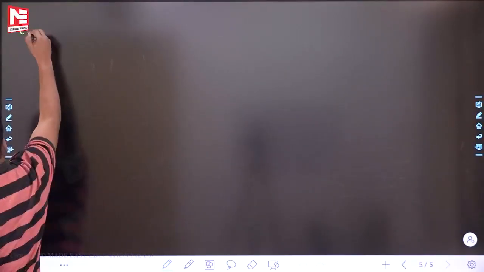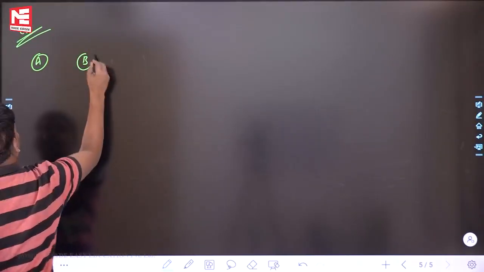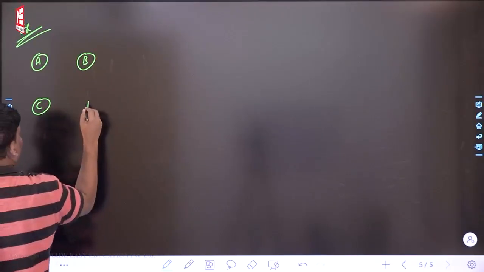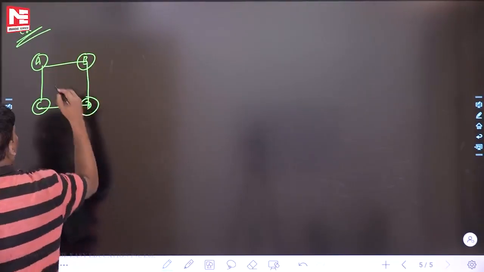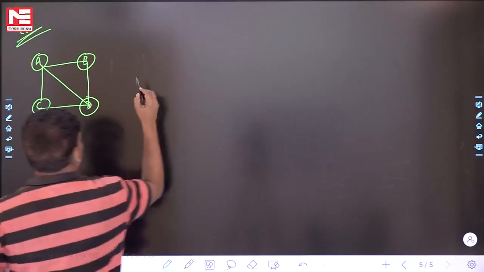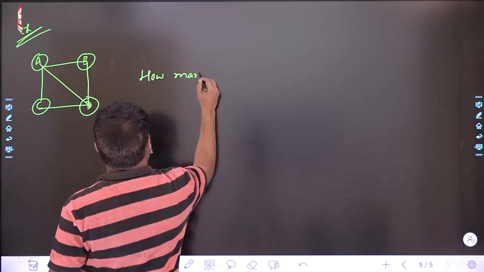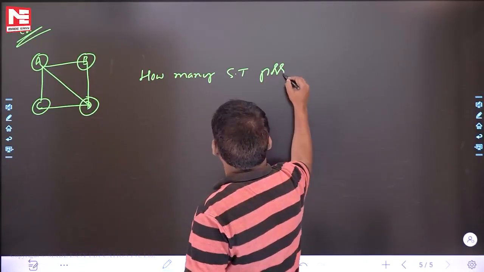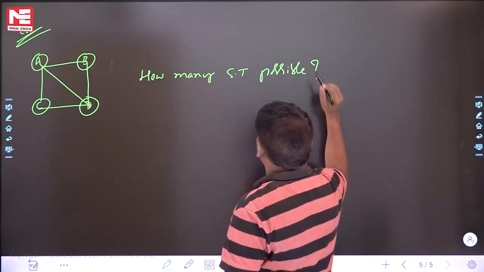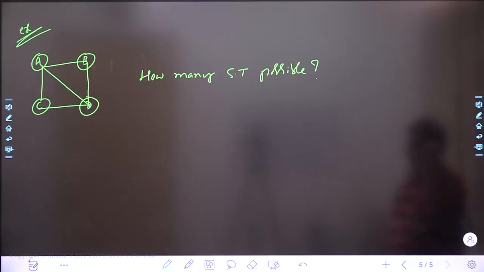One more example. A, B, C and D. For this graph, how many spanning trees are possible? We have to find out. Try. Until now I have done 2 problems, right? This is the third problem.